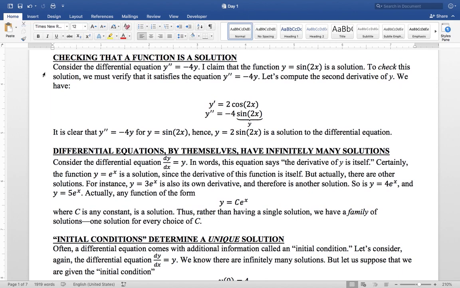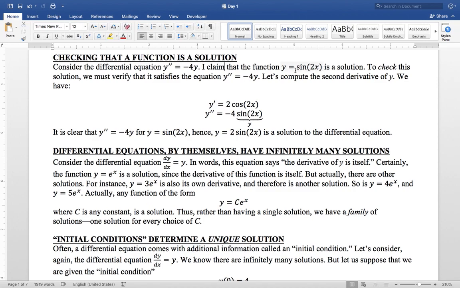A lot of times in AP problems, you'll be asked to verify or check that a certain function is a solution to a differential equation. It's pretty easy to do that. You pretty much need to just plug it in. Let's consider the differential equation y double prime is equal to negative 4y. This is saying that the second derivative of y is equal to negative 4 times itself. What function has that property? I claim that the function y equals sine of 2x is a solution.